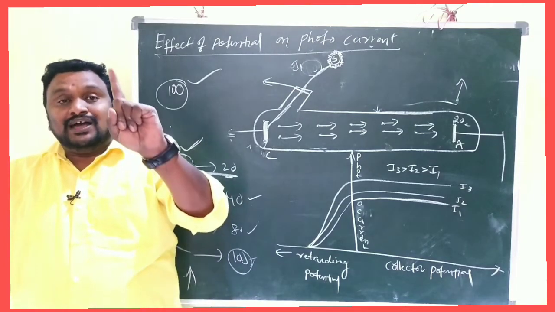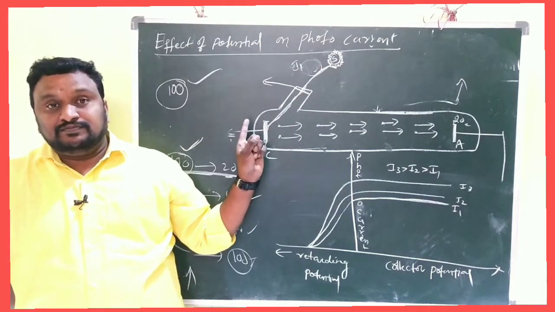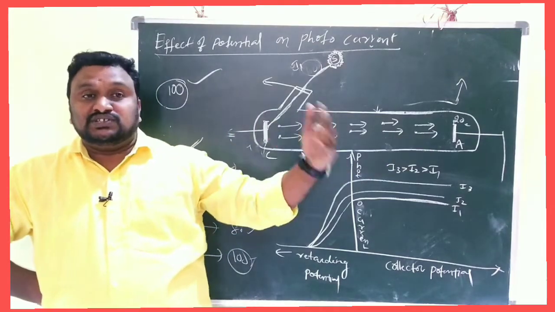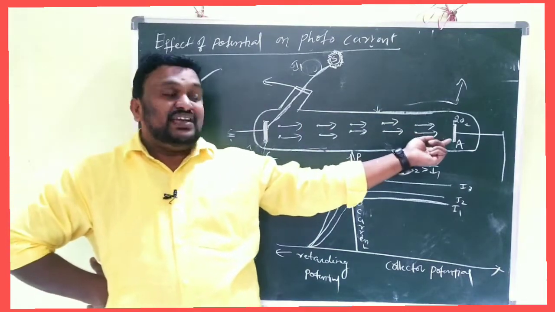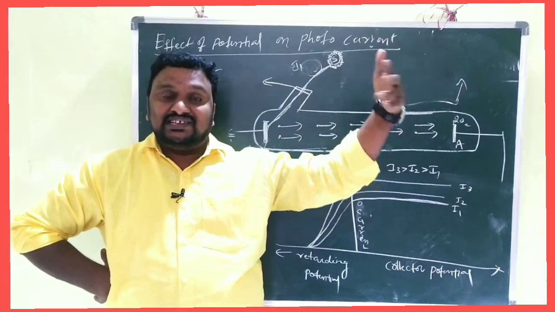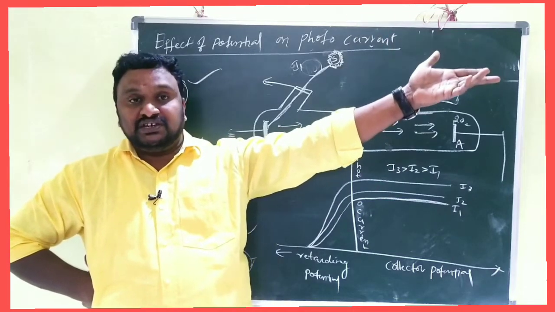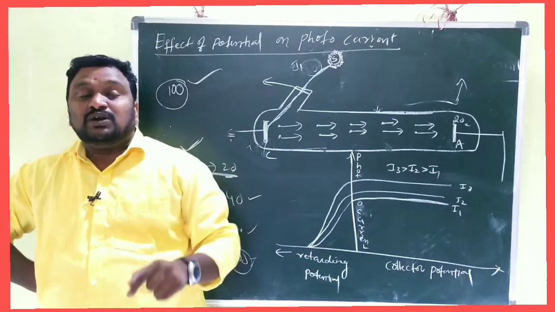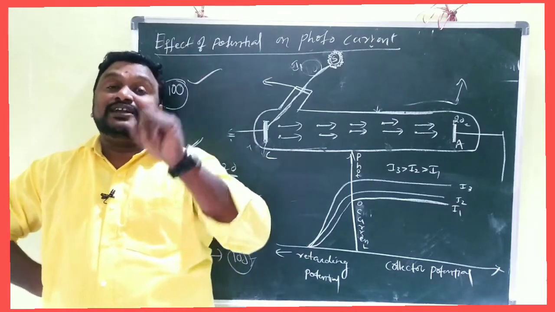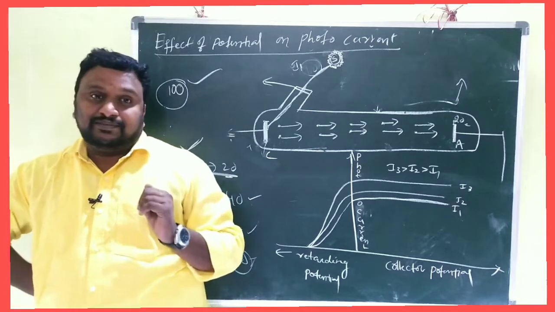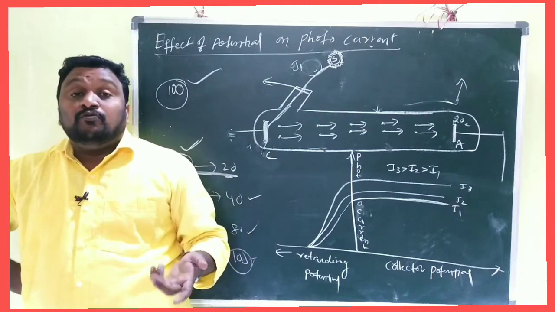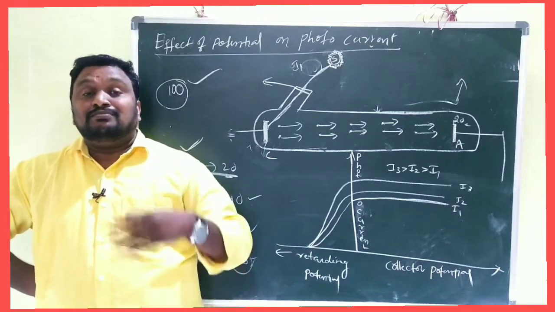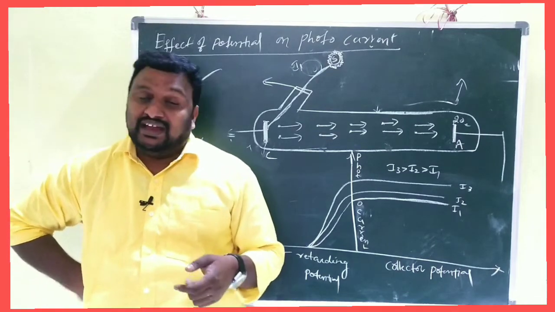Clear, children? I1 is the initial intensity of light. Then the electrons are moving toward the collector. As the potential value of A is increased, at one particular potential A will collect the maximum number of electrons. Then that current is what we call the saturated photocurrent. Saturated photocurrent.